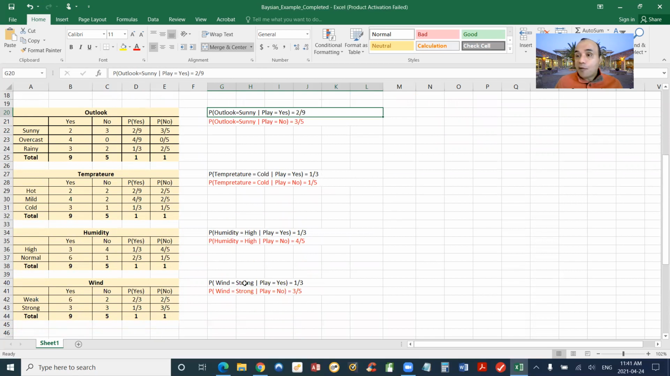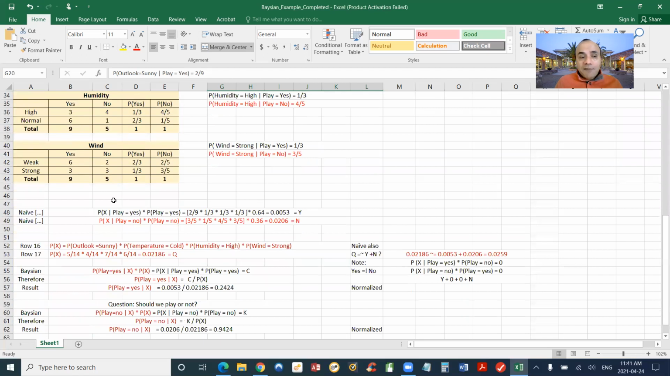And what's the probability it was strong? Each one of them individually, by the way. I'm talking about individual events. I'm not talking about combined events. And I put the color black to represent the yes play, and I put the color red to represent the no play, okay?